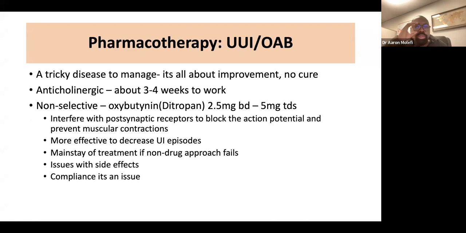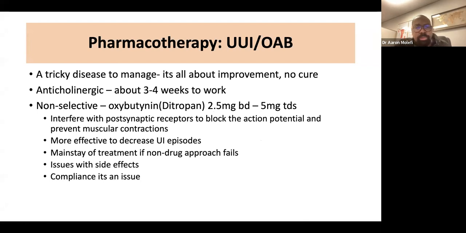With overactive bladder, it's a very tricky disease to manage. I think I did mention earlier on, it's all about improvement and there's no cure, right? First line treatment will be your anticholinergic drugs. They take about 3 to 4 weeks to work, you know. You've got a non-selective option, which is your oxybutynin or ditropan. You can start with a low dose, 2.5 milligrams BD. You can go up to 5 milligrams 3 times a day. So how does it work?